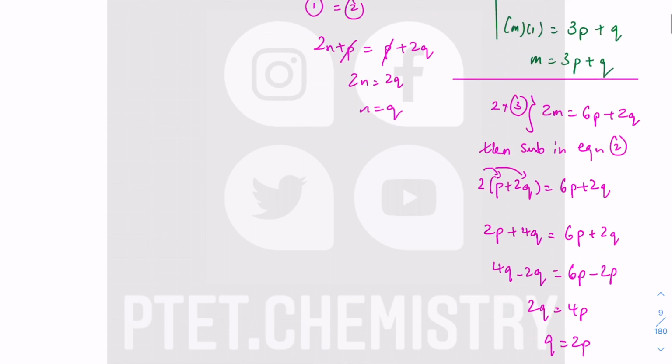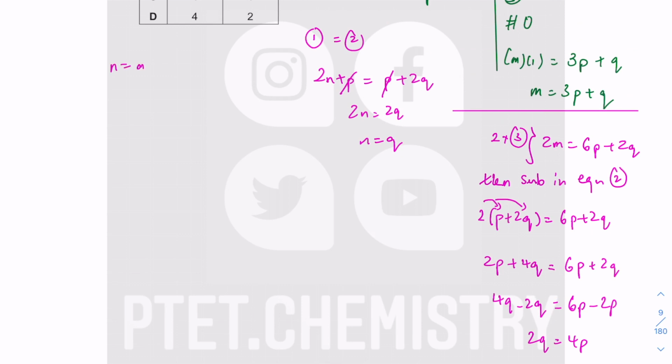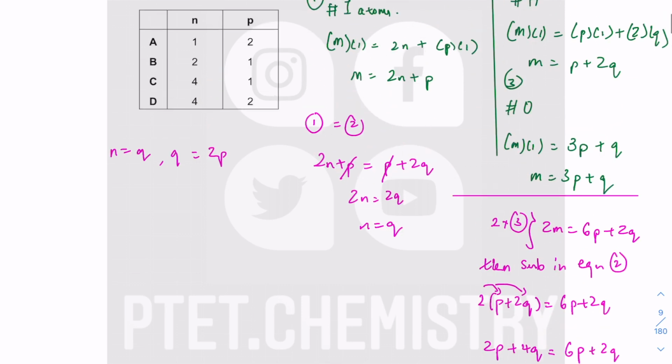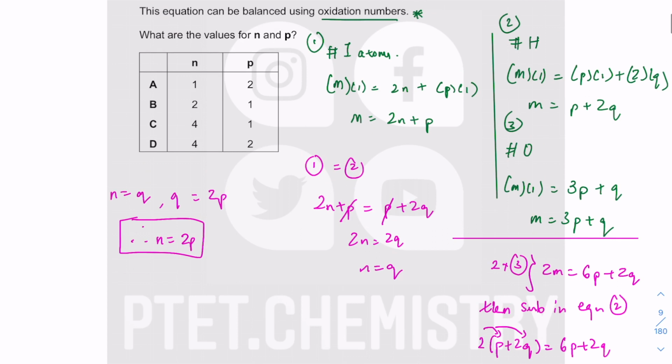So we have gotten N is equal to Q. We have gotten Q is equal to 2P. So therefore, N is equal to 2P. We're looking for N is equal to 2P. N is equal to 2P, so A is wrong. N is equal to 2P, so 2 times 1 is correct. N is equal to 2P, so that one is wrong. So you have B or D.